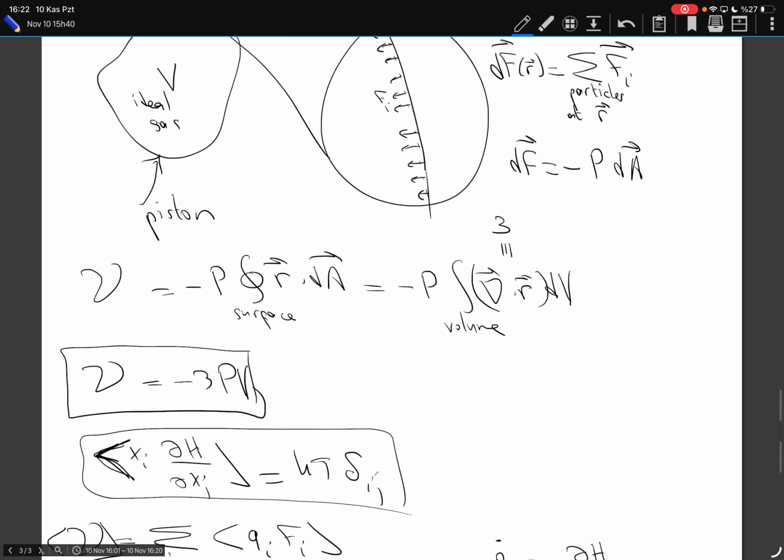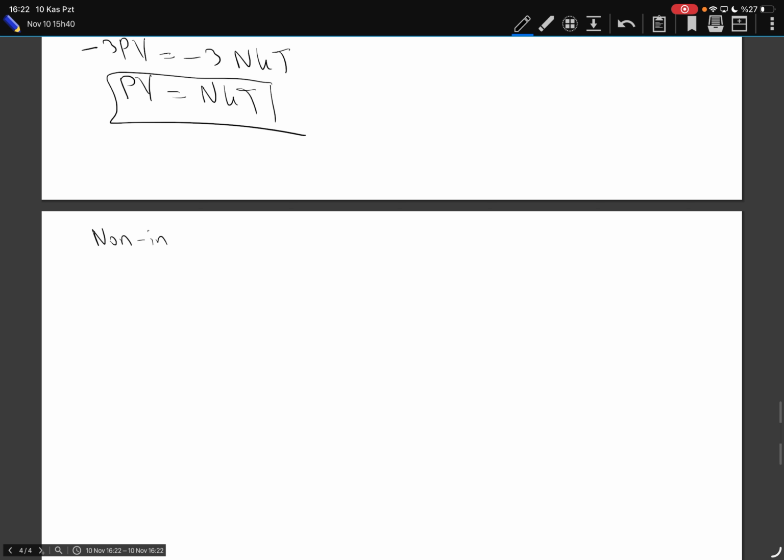The alternative relation between kinetic energy and potential energy. Not within this context. Well, of course, you can still, let's say, if you apply it to non-interacting particles. No. Let me just leave it.